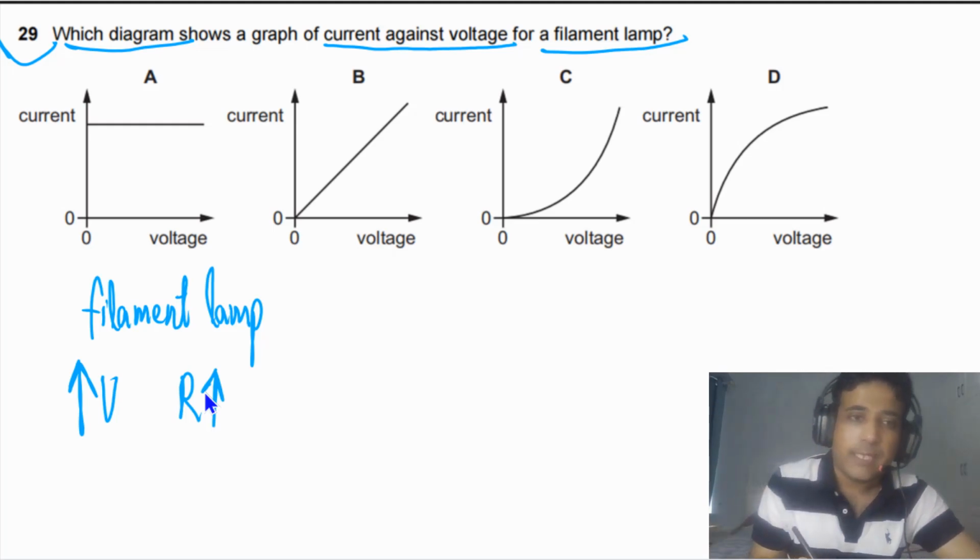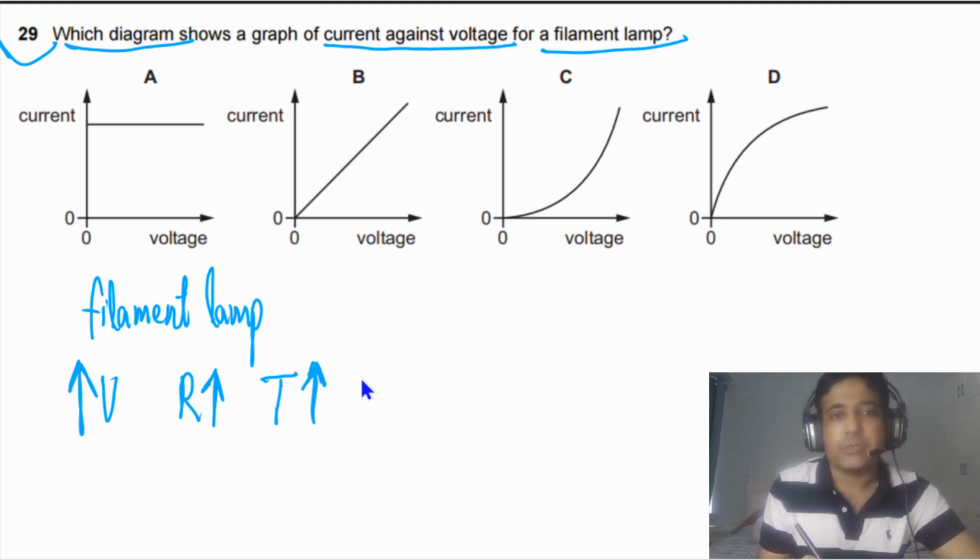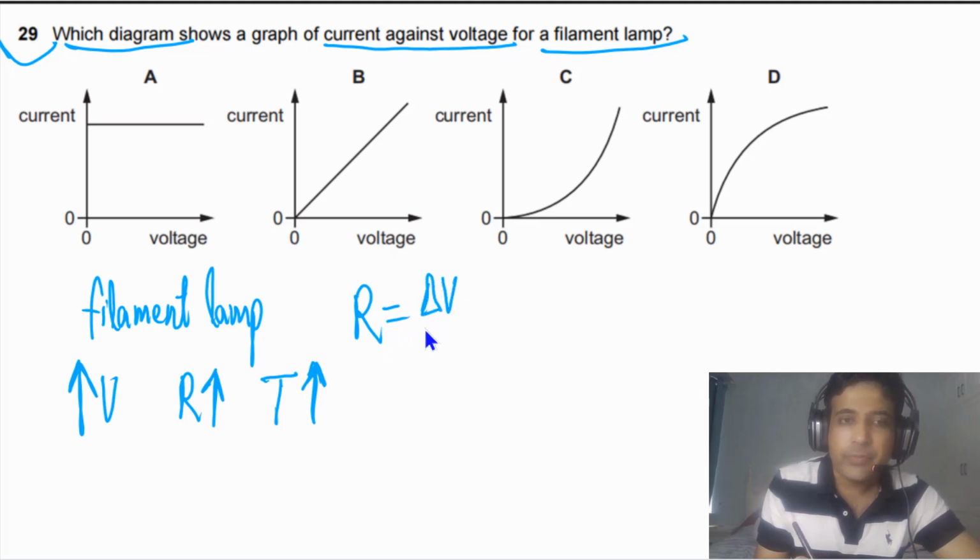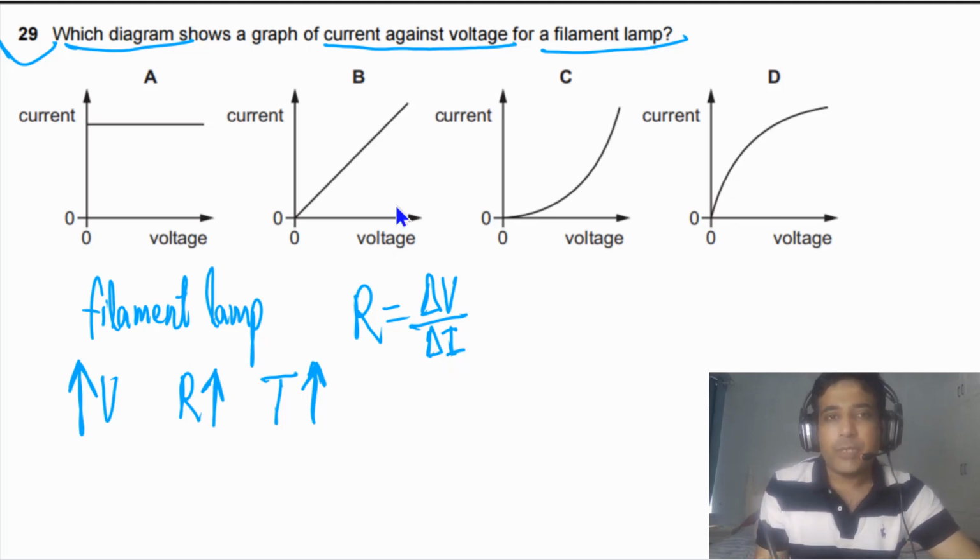So that's the reason the temperature of the filament lamp will increase and the resistance of the filament lamp also will increase. Now we need to understand that resistance is equal to delta V, meaning the potential difference across the resistor, divided by I, the current passing through the resistor. So we can also say this one is delta I. If you look at these given curves, we can try to find out in which case resistance is increasing.